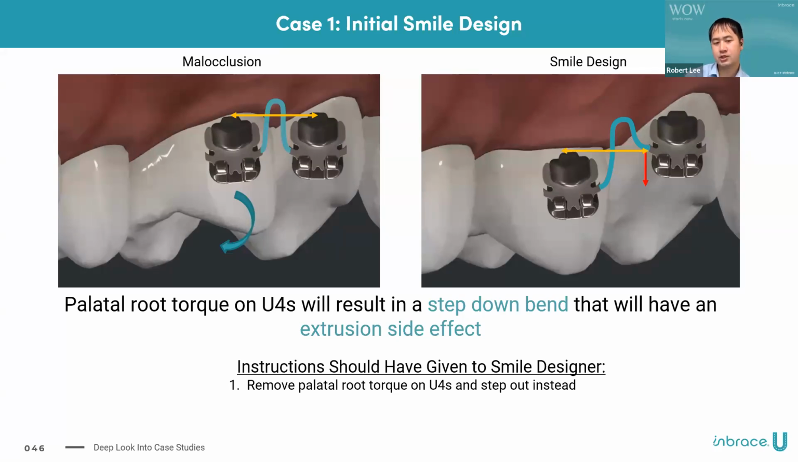So what commonly you'll do instead is either add a vertical overcorrection, or what works better in general is, what this tooth actually needed was a step out as well. If you just stepped it out, you remove the palatal root torque. When you step out a tooth, it's going to naturally cause some of the palatal cusp to drop as well, because it's not going to translate perfectly. And then you'll essentially get the same effect. So what I would have done here again, I would have just asked the smile designer to remove the palatal root torque and step it out instead.